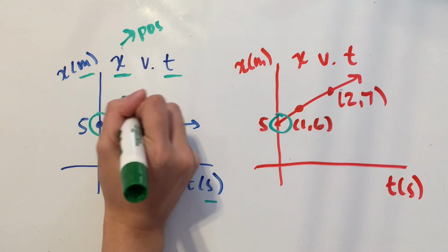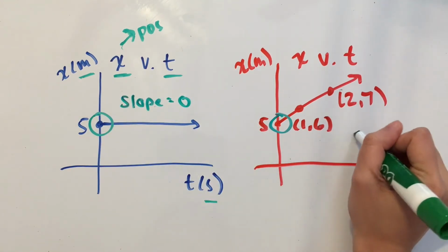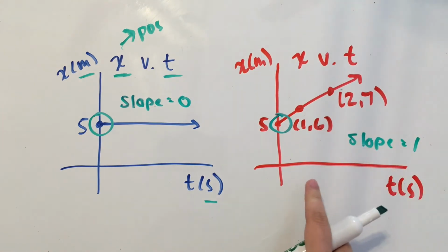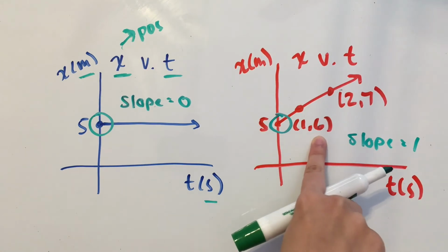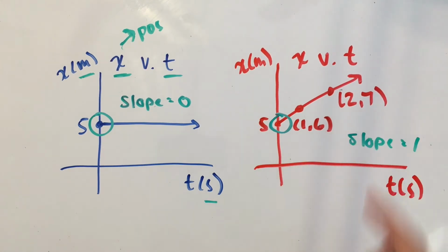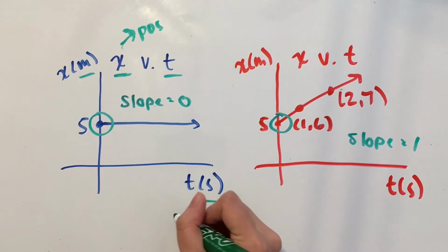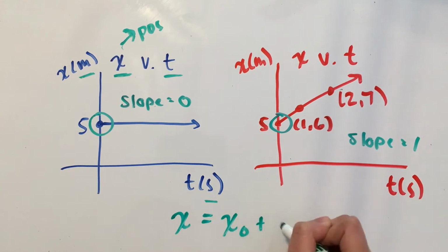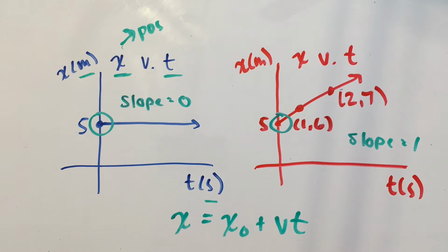So this has a slope of 0, while this graph has a slope of 1. And we can see that because for every 1 second, our position is changing by 1 meter. And same here. So we're going to use this standard equation, position equals initial position plus velocity times time, to describe what's going on in these two graphs.